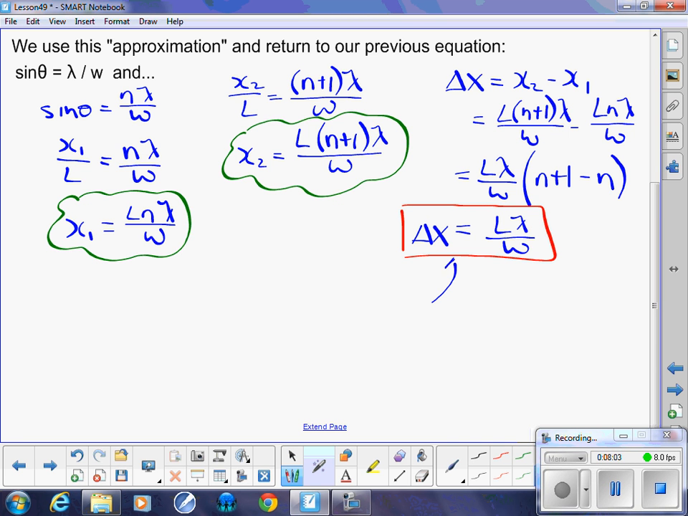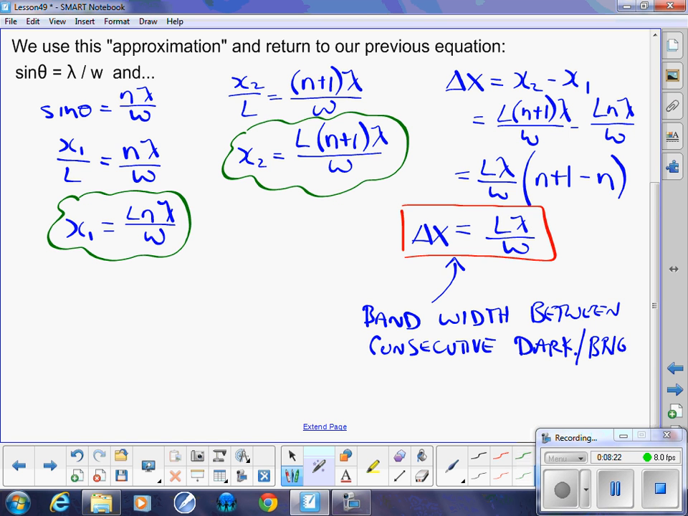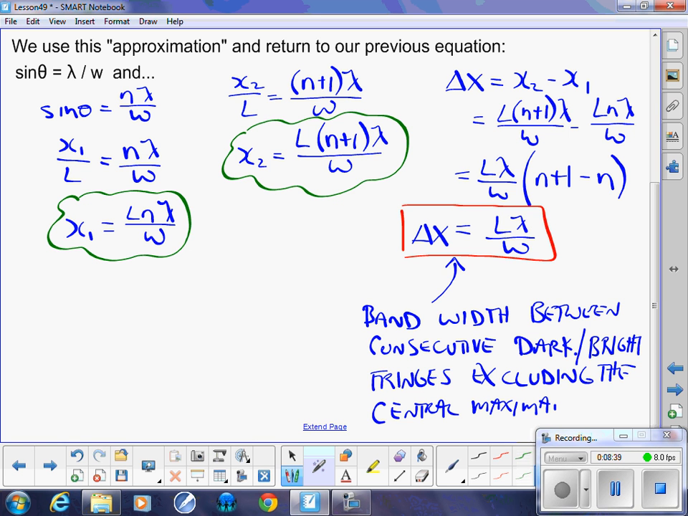So remember, make sure this is clear, this is the bandwidth between consecutive dark or bright fringes, excluding the central maxima. All right, so that allows us to move into some examples.